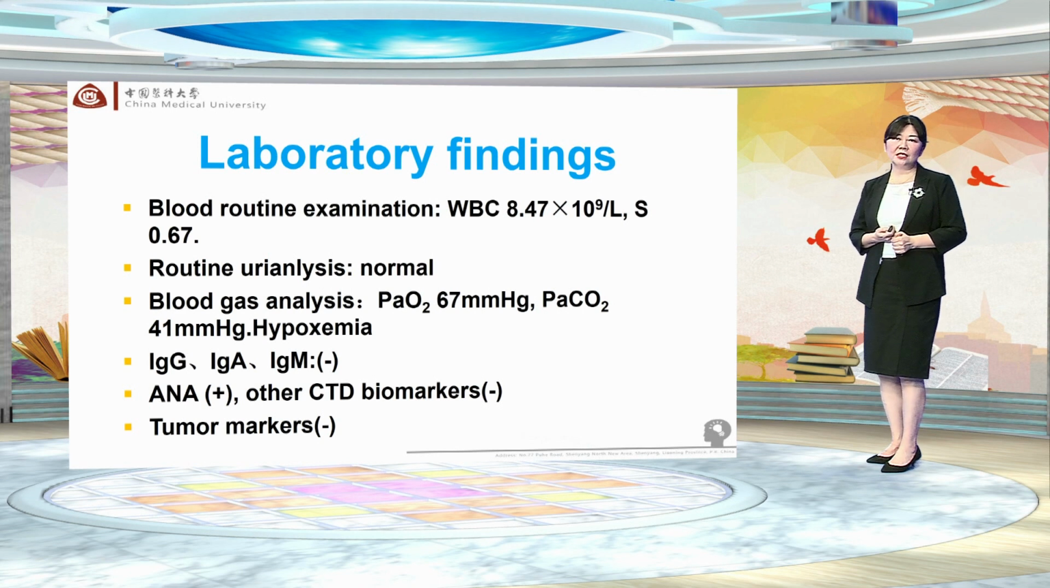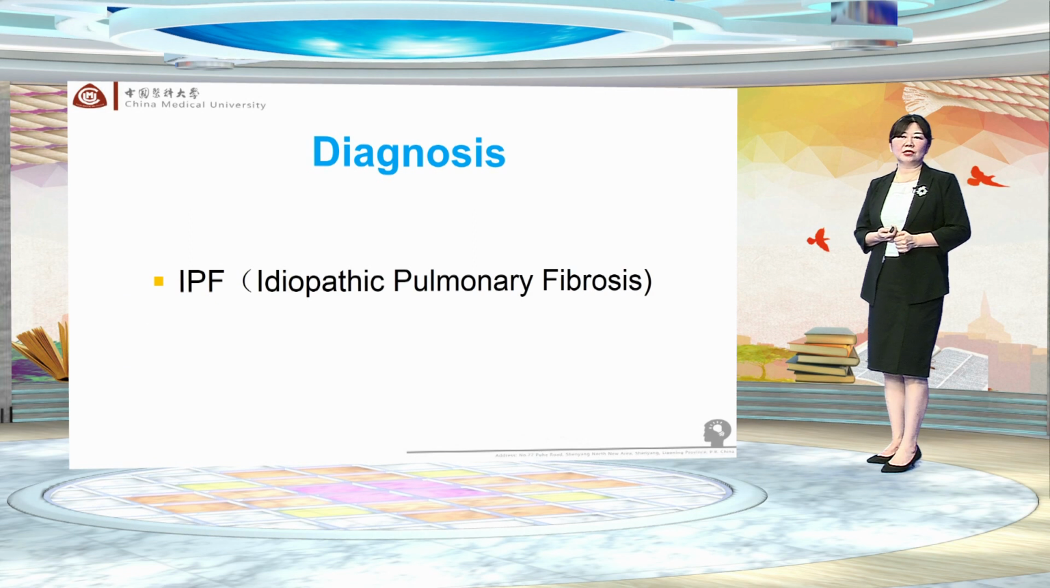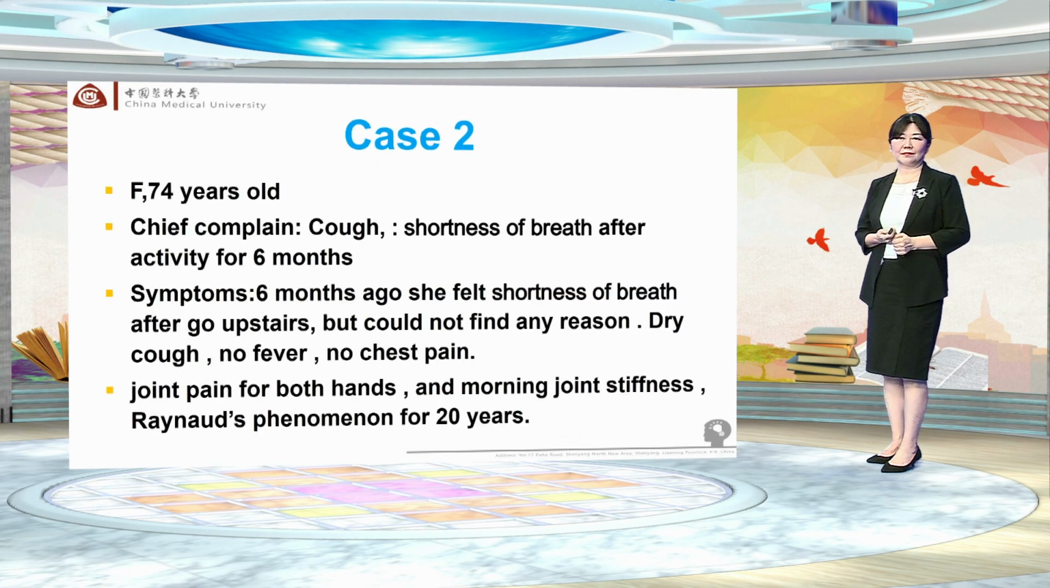For the laboratory findings, the blood routine examination was normal, and the routine urine analysis was normal, and blood gas analysis showed PaO2 was 67 and PaCO2 was 41. This is hypoxia. IgG, IgA, IgM were normal, and ANA was positive, but other CTD biomarkers were negative. All the tumor markers were negative. So the diagnosis was IPF, that is idiopathic pulmonary fibrosis.